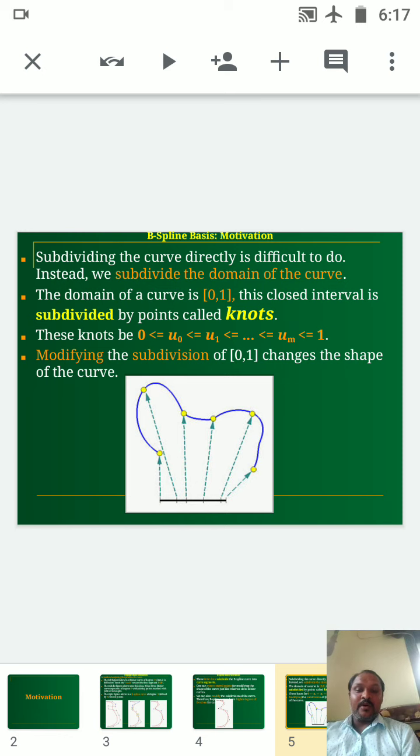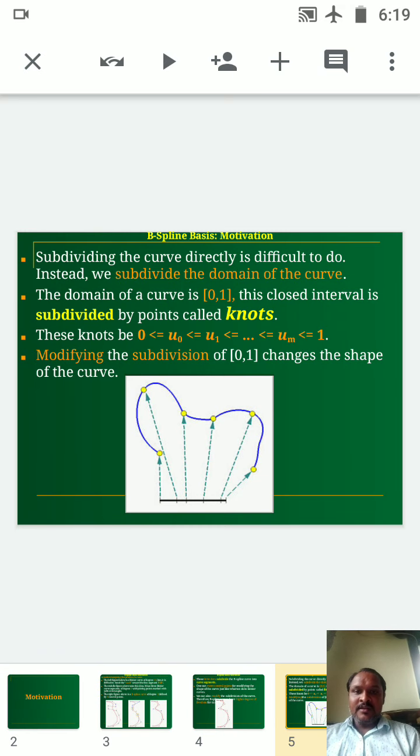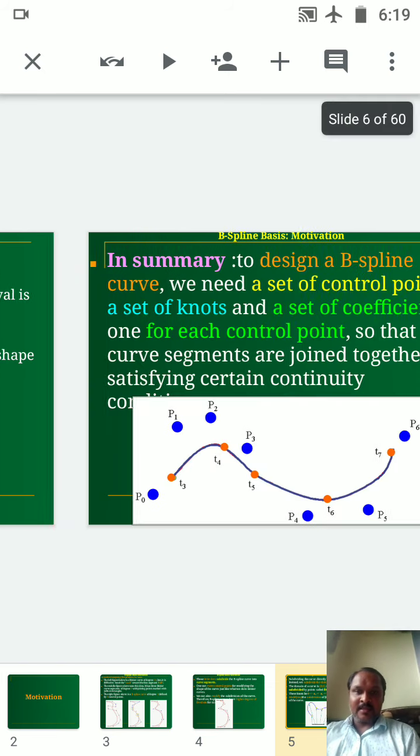So that is having the points from 0 to 1, and that 0 to 1 will be continuously giving you the control points in the curve. Are you getting my point? Okay. So as I told you, modifying the subdivision within 0 to 1 changes the shape of the curve, because our line segment will be bigger here. So according to that, you can change the segment.